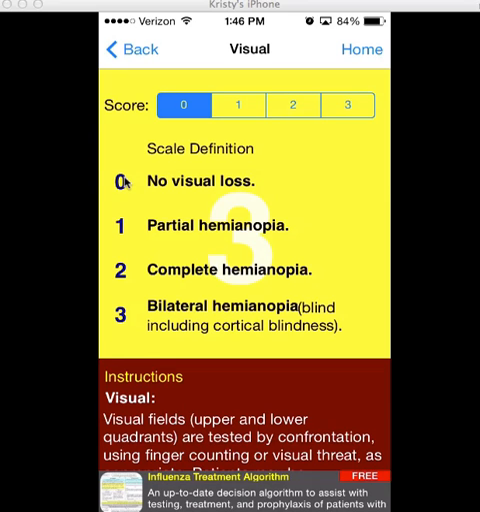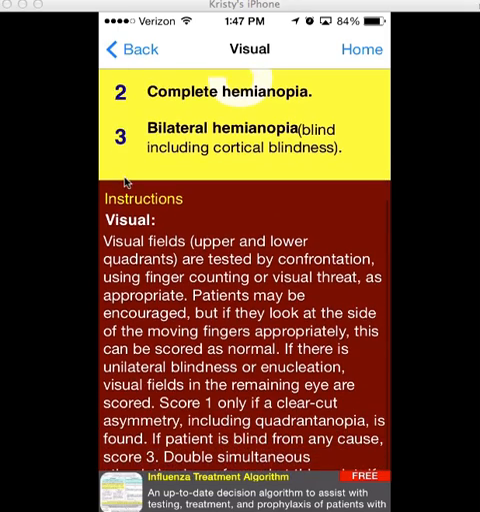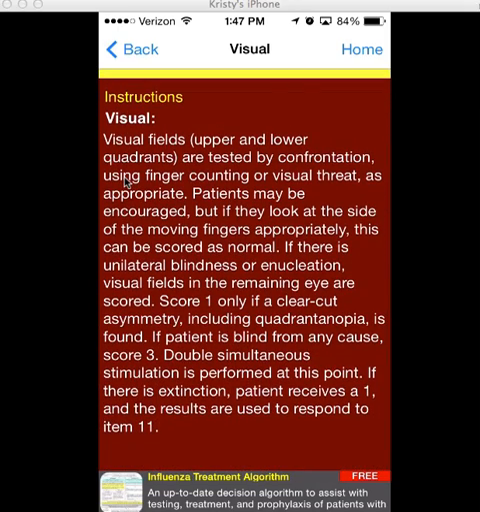To test visual fields, have the patient look directly at your nose and tell you how many fingers you are holding up. This should be done in each of the 4 quadrants. If the patient is unable to tell you numbers or is difficult to awake, you can use visual threat. With unilateral blindness, the visual fields for the remaining eye are scored. A 1 is only given if there is a clear-cut asymmetry. A 3 is given if the patient is blind for any reason. You will also test double stimulations and note if the patient has any neglect. This will be scored in number 11.